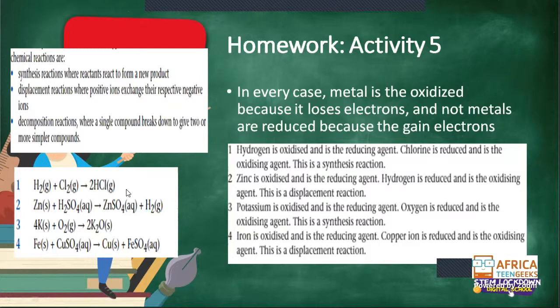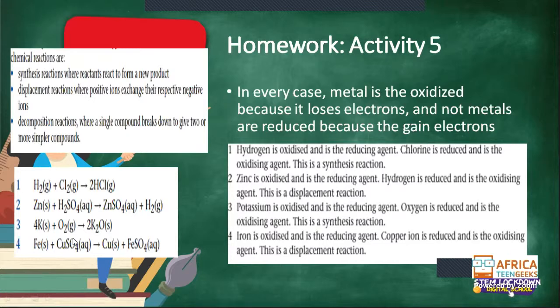This is our number one that they gave us. They gave us hydrogen gas plus chlorine gas will give you HCl. Okay, so now you can see here that you've got two gases, but I need to remind you guys of something else that you need to make note of, which is that in every case, metal is oxidized because it loses electrons, and non-metals are reduced because they gain electrons.